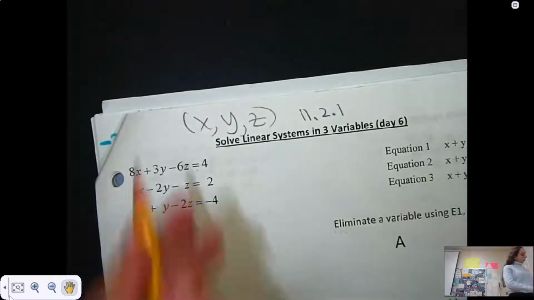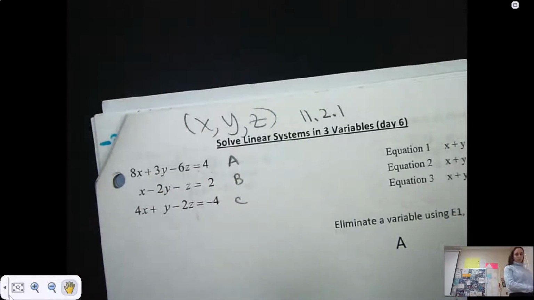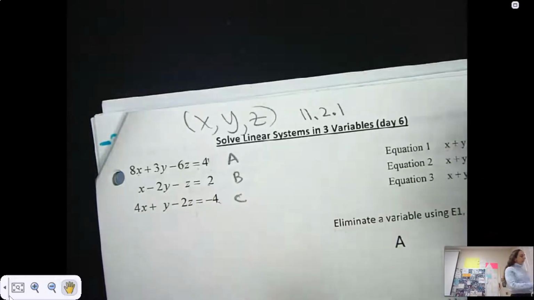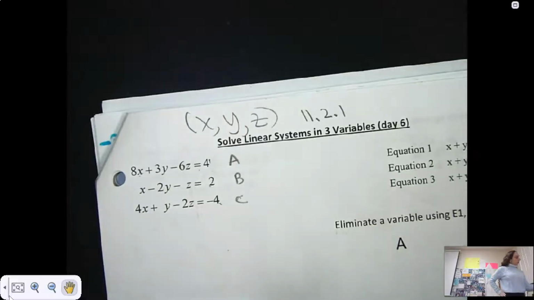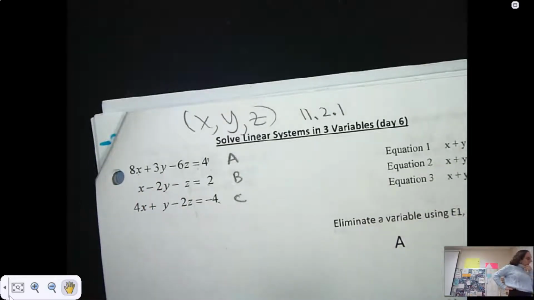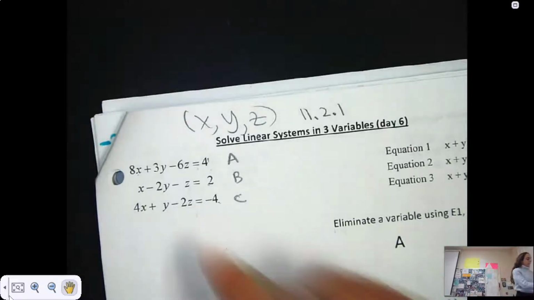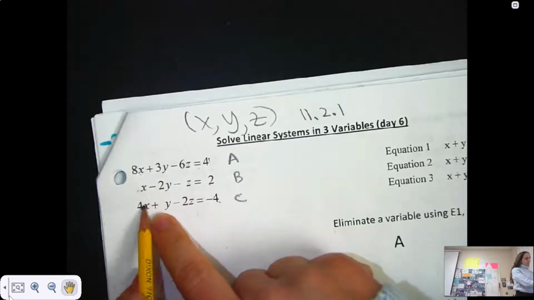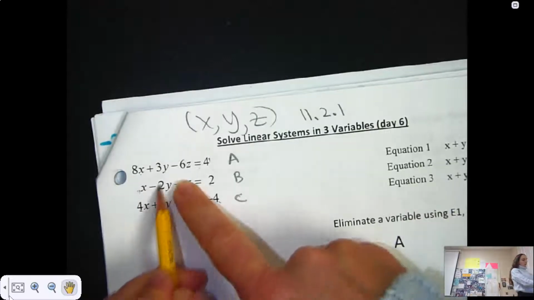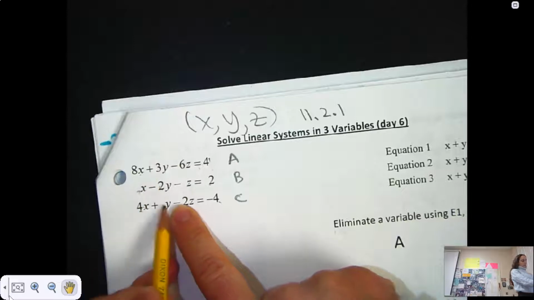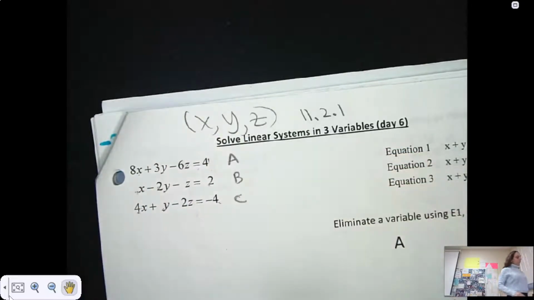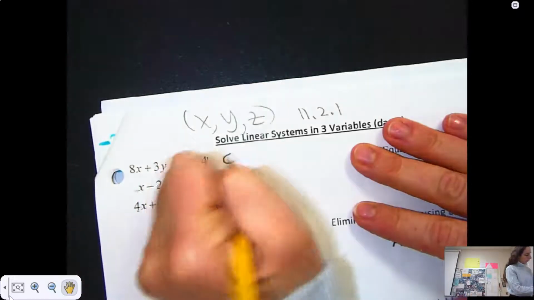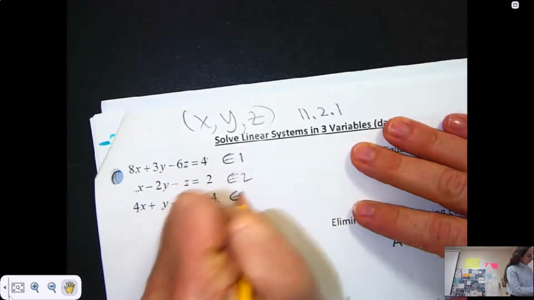I'm going to call these A, B, and C. What I'm going to do is take A and B, or B and C, or A and C, and solve that system and eliminate one of the variables. When I look through the list, I want to find something that would be easier to eliminate. If that was a negative 8, then that would eliminate the X. If that was a negative 4, that would eliminate the X. If this was a 2, it would eliminate the Y. If this was a negative 3, I could eliminate the Y. It doesn't really matter how you decide to do this. Actually, I'm going to call these E1, E2, E3, for equation 1, equation 2, equation 3.